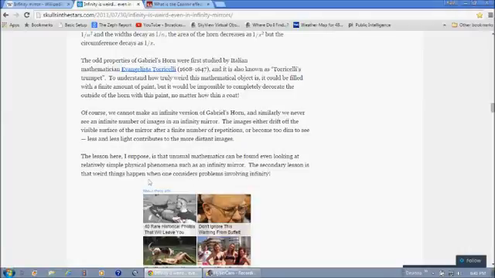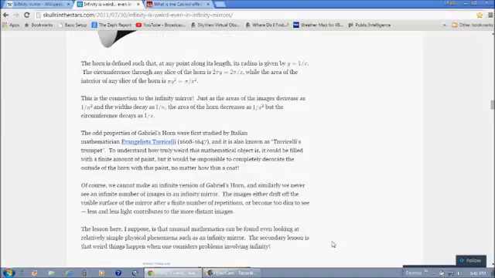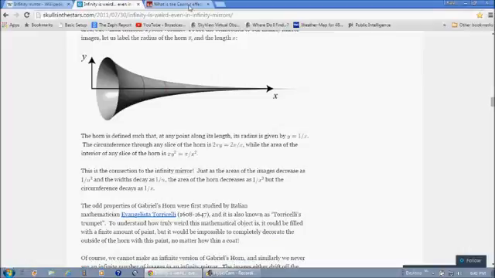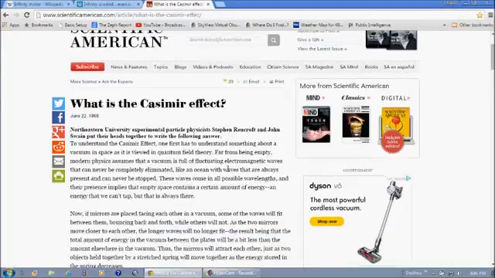The secondary lesson is that weird things happen when one considers problems involving infinity. Now, okay, so we take this knowledge and just hold on to it with what we've already discussed in the previous issues of this series in the volume. Now this is from Scientific American. It's called "What is the Casimir Effect?" Northeastern University experimental particle physicists Stephen Rowcroft and John Swain put their heads together to write the following answer.